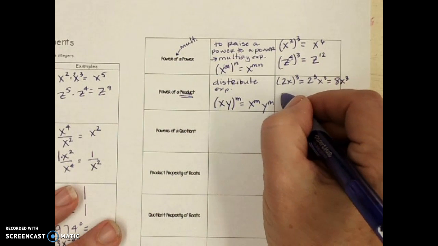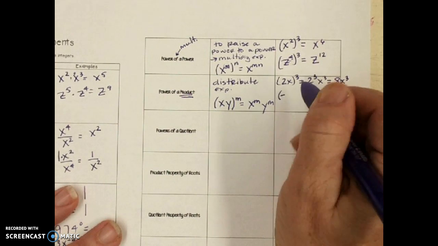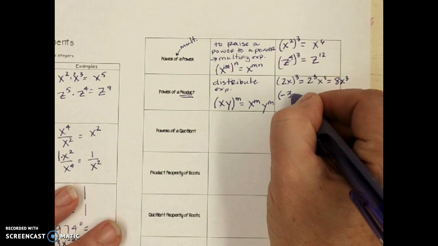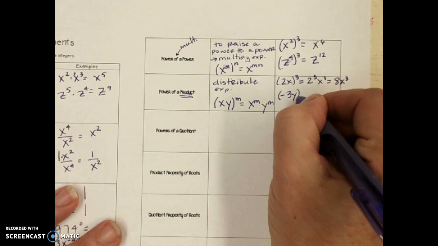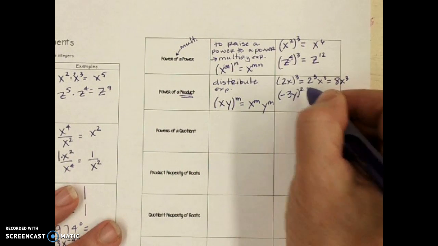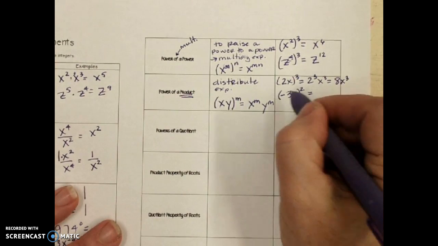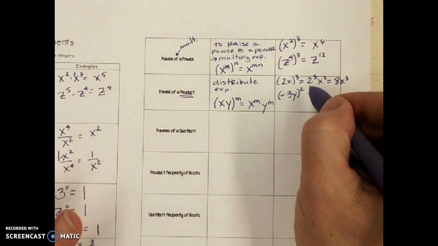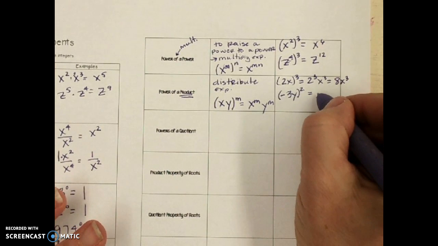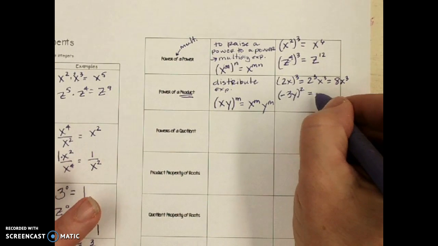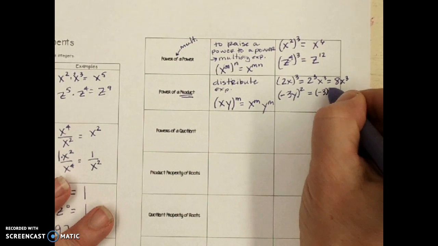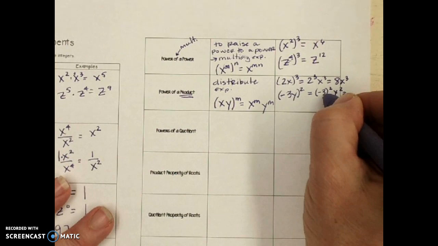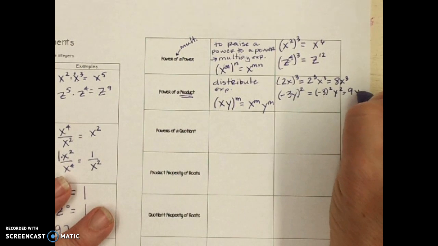You have to be careful if you have something where it's negative. I'm going to do negative 3y to the second power. I'll do something easy. If you raise a negative number to an even power, that's negative 3 times negative 3, you're going to have a positive answer. And if you square a negative number, you're going to get a positive answer.